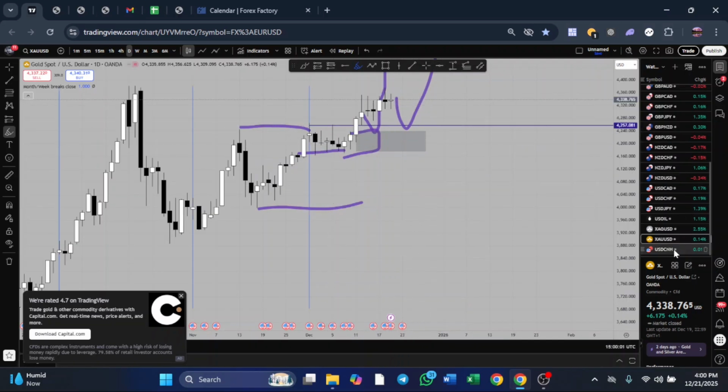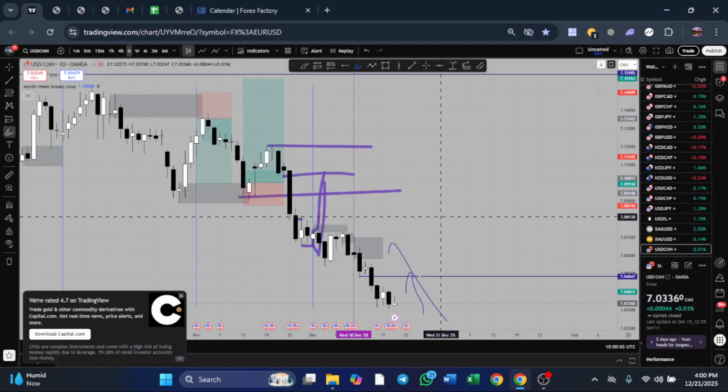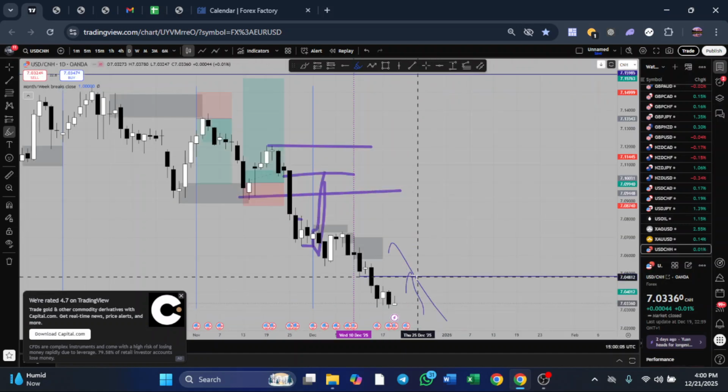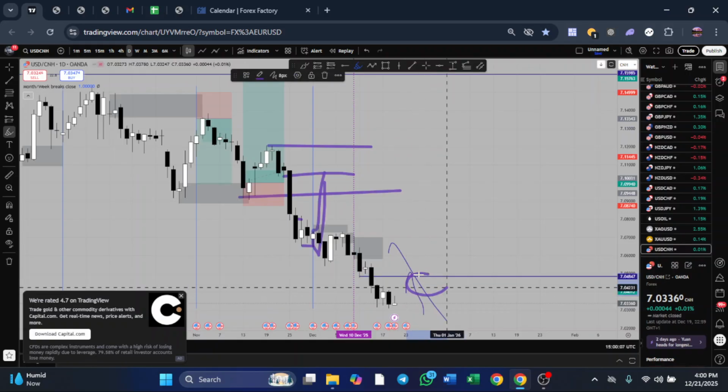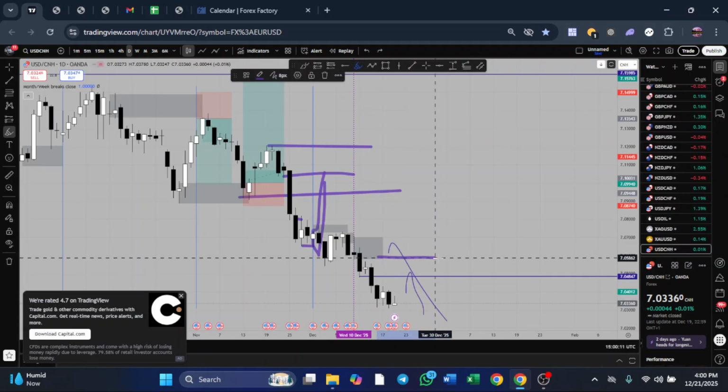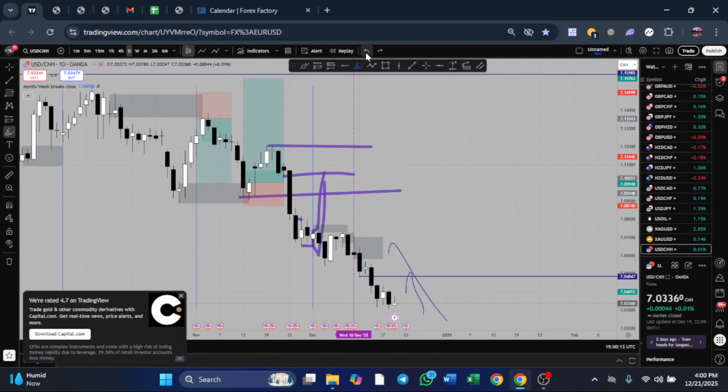Then we can long. So USD CHF also is good for shorts. If price heads to this point, fine, we can short from there. But if it goes higher to this point, that's fantastic. It's still short from there. So that's just what we've got for the week.